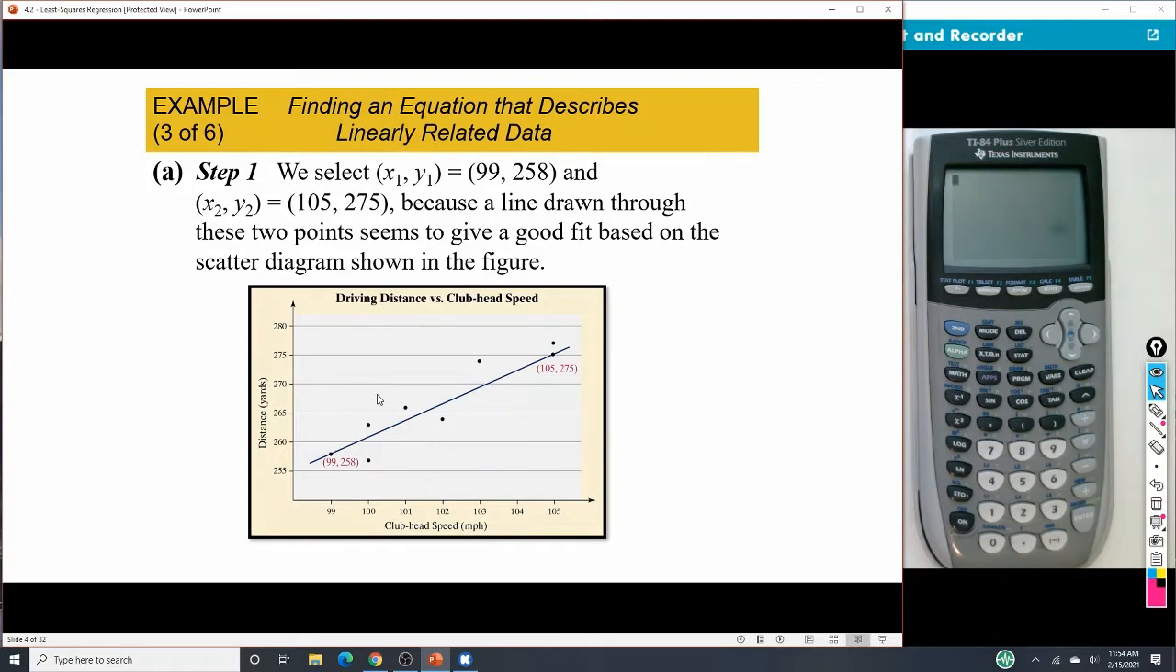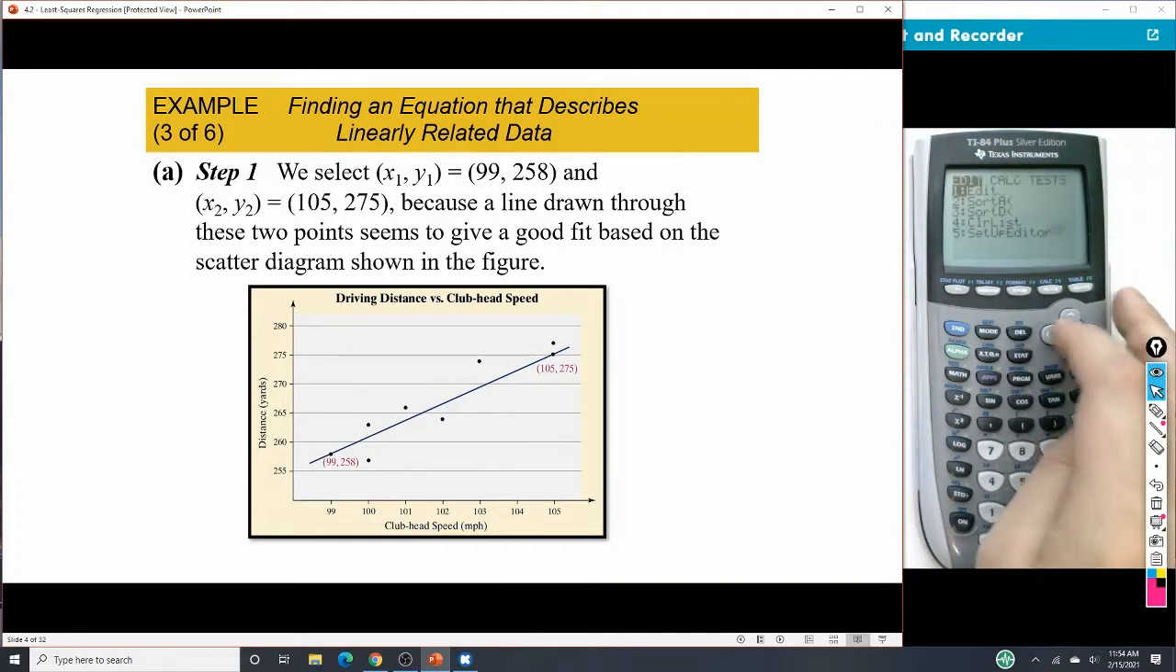Now, the good thing is, in the computer, they will tell you the points that they want you to have, so don't think that you need to select your own. They will tell you the 2 points to select here, and so we're going to do that. So let's go into our calculator and look at how we can create this line. Okay, so let's go into stat.